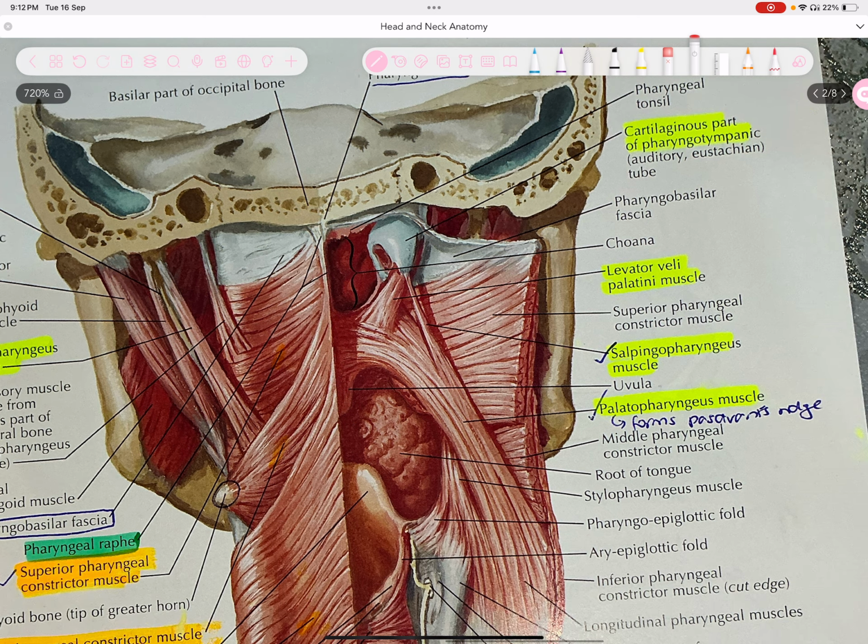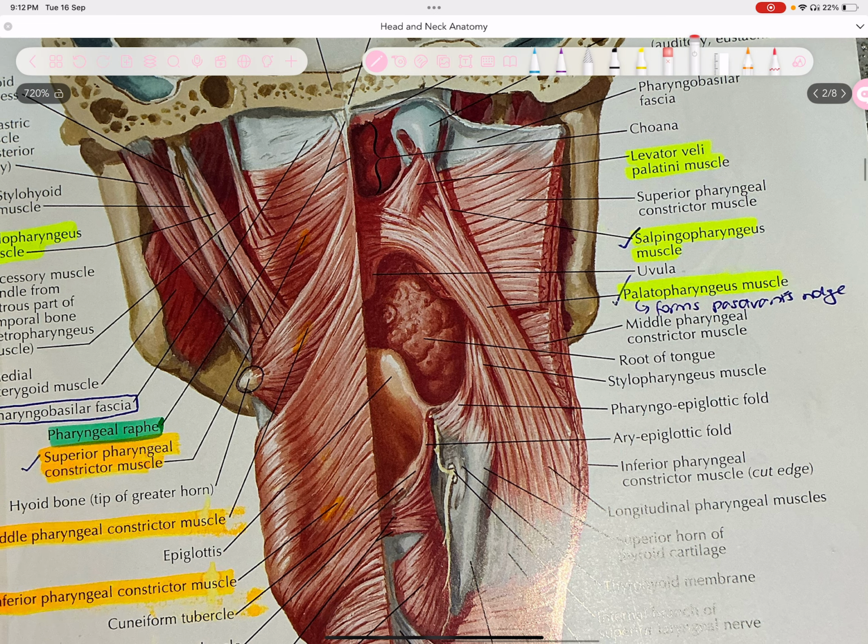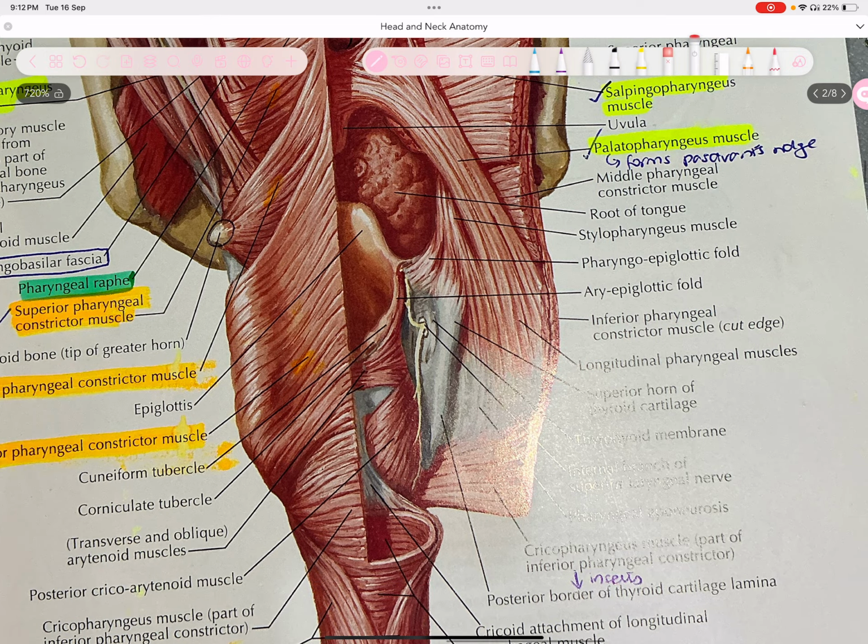Now the middle constrictor originates from the lower part of the stylohyoid ligament and the lesser and greater cornu of the hyoid bone. So this is the greater horn of the hyoid bone. And this also inserts into the pharyngeal raphe. Then you have the inferior constrictor. It originates from the lamina of the thyroid cartilage and the cricoid cartilage.